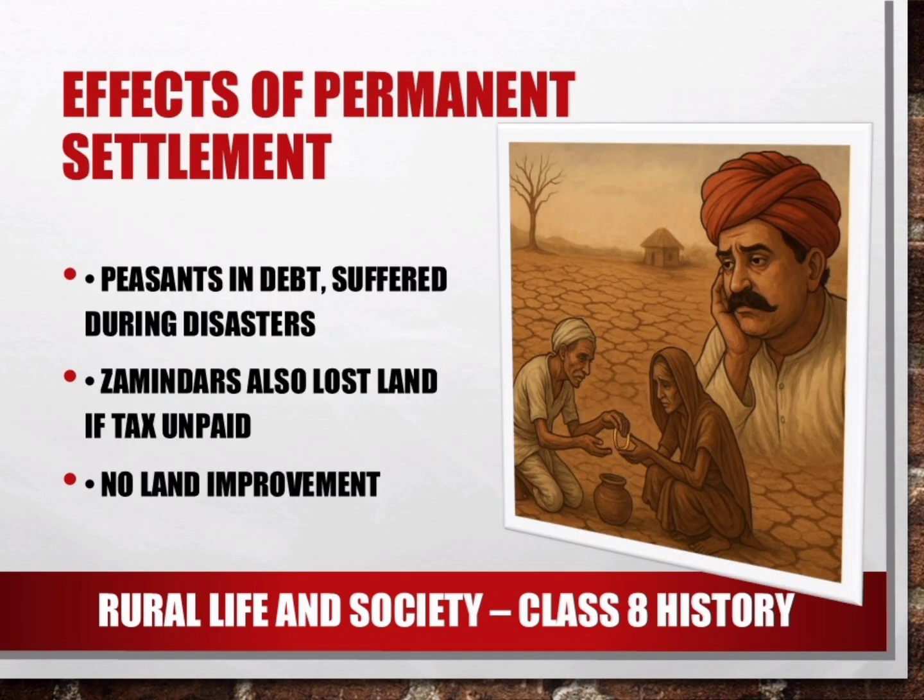Now, the effects of the Permanent Settlement. This policy mostly hurt common farmers. They always faced high tax pressure. Even when their crops failed, they received no relief from the British. They took loans from moneylenders and fell into debt. Zamindars also suffered if they could not pay revenue on time. They lost their lands. So what was the result of all this? Neither the Zamindars nor the British tried to improve agriculture.